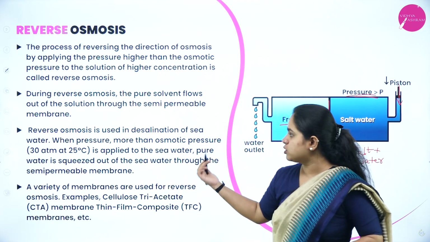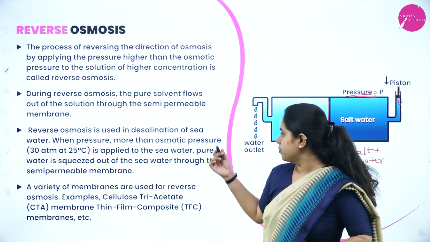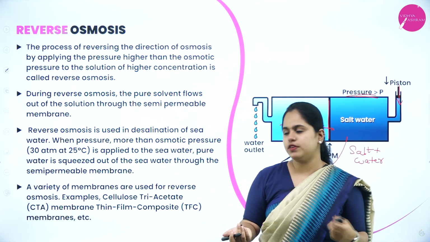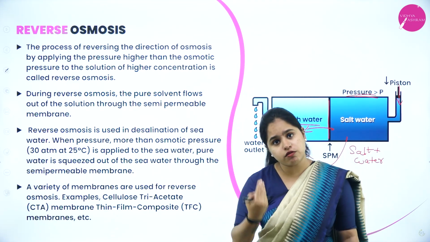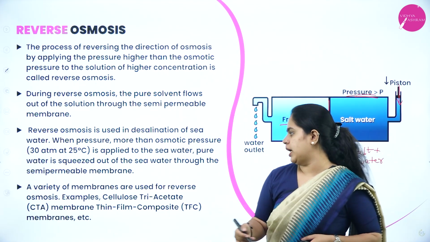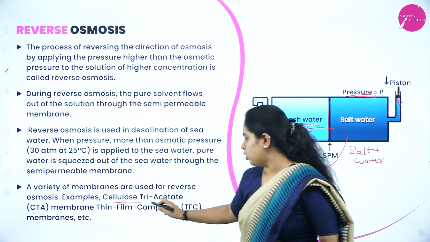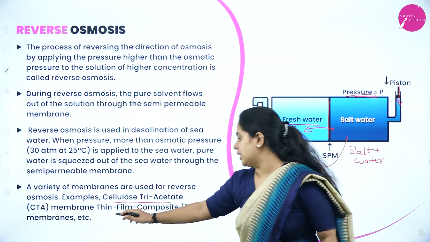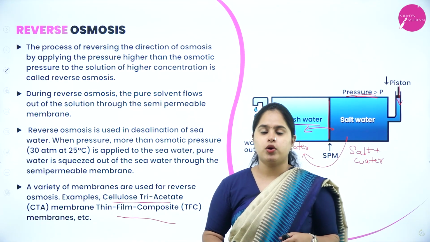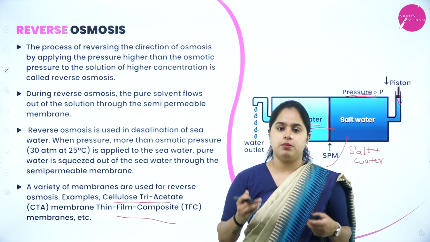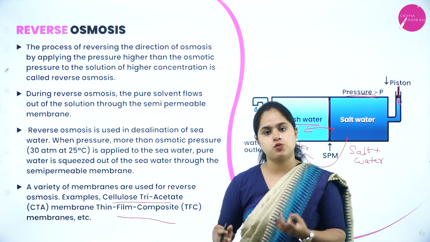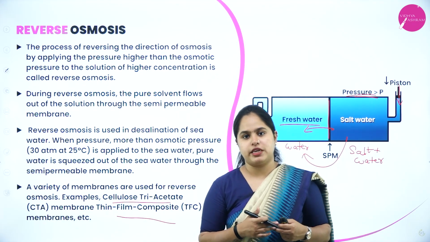When a pressure more than the osmotic pressure is applied to the seawater, pure water is squeezed out of the seawater through the semi-permeable membrane. That is what we just discussed. A variety of semi-permeable membranes can be used for reverse osmosis. Cellulose triacetate can be used, and thin film composite membranes can also be used. What you have to remember is that a semi-permeable membrane only allows the passage of solvent particles. So I hope you are clear with osmosis, osmotic pressure and reverse osmosis and its application.